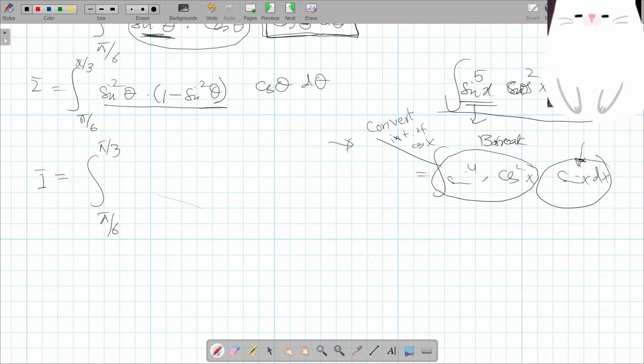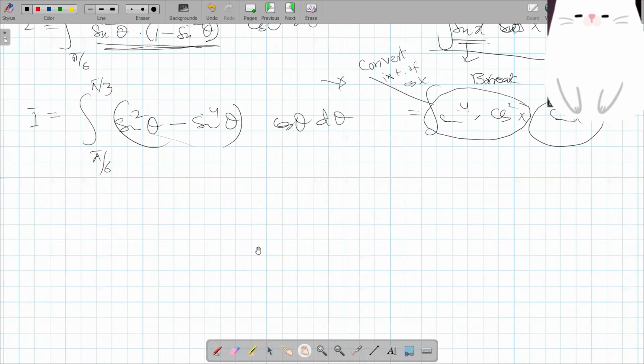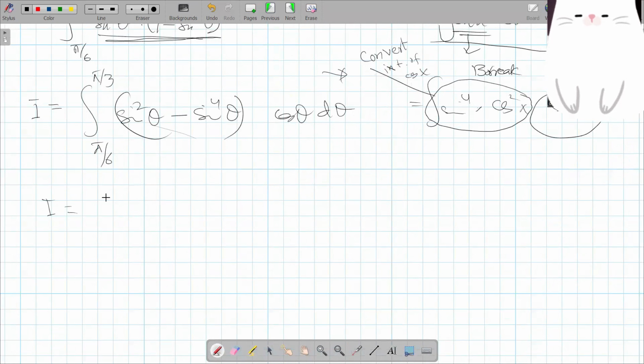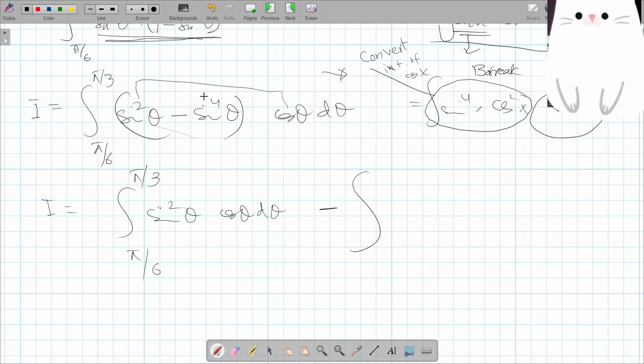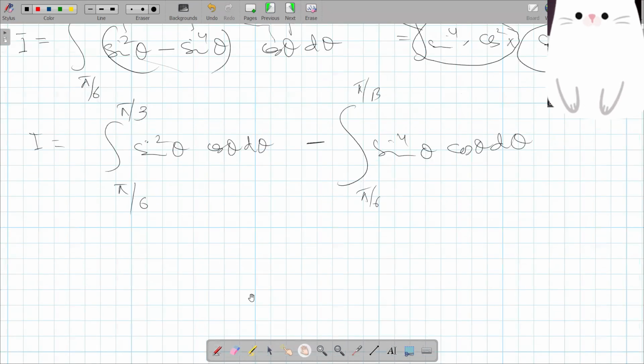Multiply these things. Sine square theta minus sine 4 theta cos theta d theta. Now break it in two integrals because there are two terms inside. Sine square times cos theta d theta minus sine 4 theta times cos theta d theta. We will compute these two integrals separately.